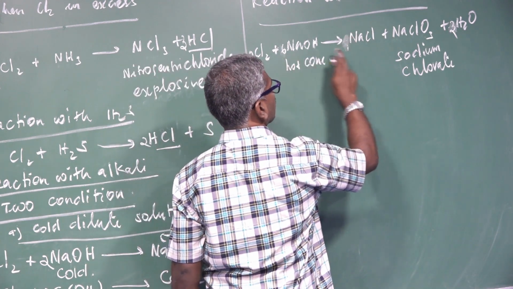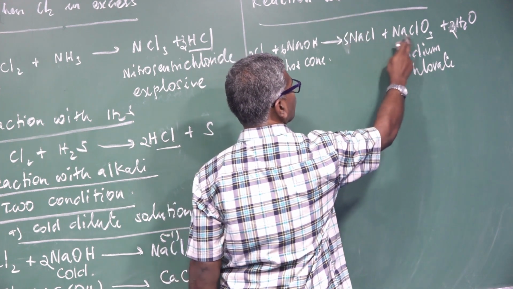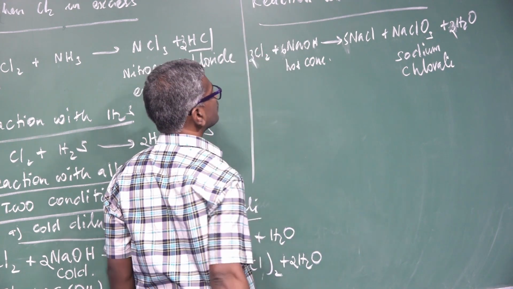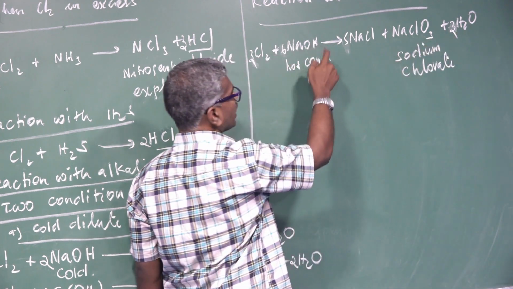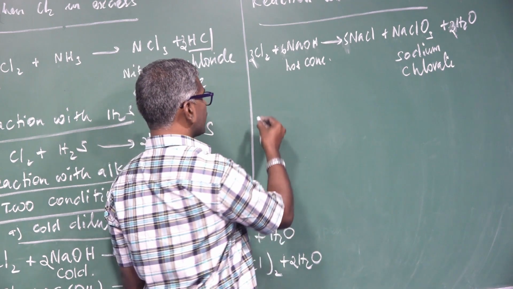Here 6 sodium, here 1 is a here 5. How many chlorine? 5, here 1 6, so 3 times. How many oxygen? 6 oxygen, here 3, here 3. How many hydrogen? 6 hydrogen, here 6 hydrogen. Equation is balanced. Another one more.